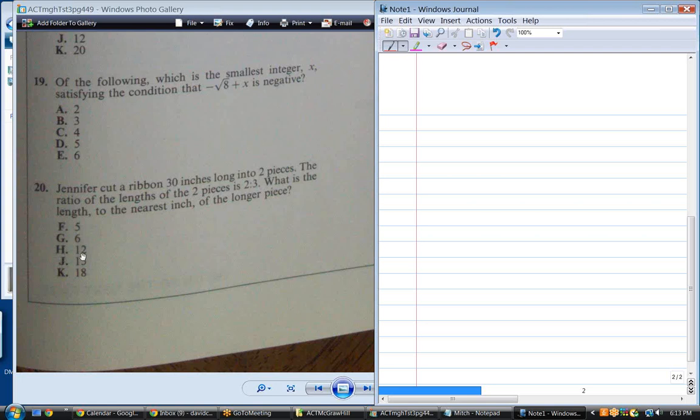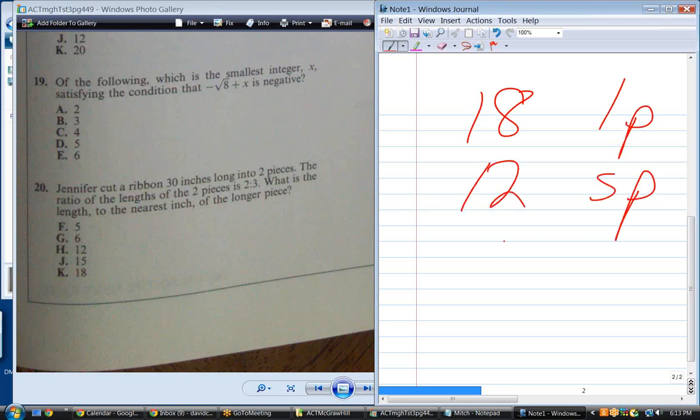In fact, we might start with J. If the longer piece is 15, well, the shorter piece would also be 15, and that's not a 3:2 ratio. So what's the answer without even trying? 18. Okay. Because if 18 is the larger piece, that means 12 is the smaller piece, and that is indeed a ratio of 2 to 3.